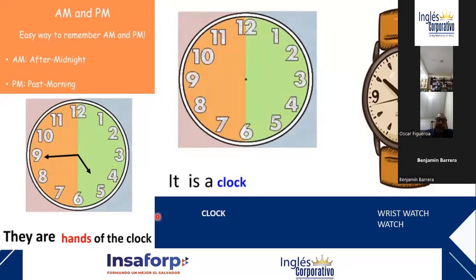Teacher, I have a question. Yes. But what does it mean wrist watch? Wrist is muñeca. The wrist. Okay. Thank you. Okay, good. So that's part of the little vocabulary that we're going to have for today.